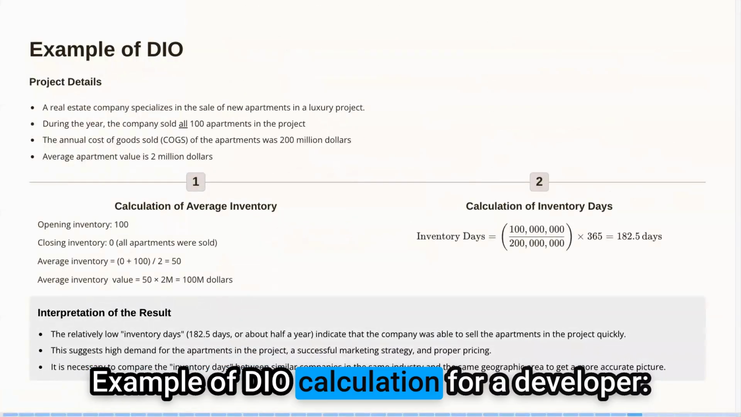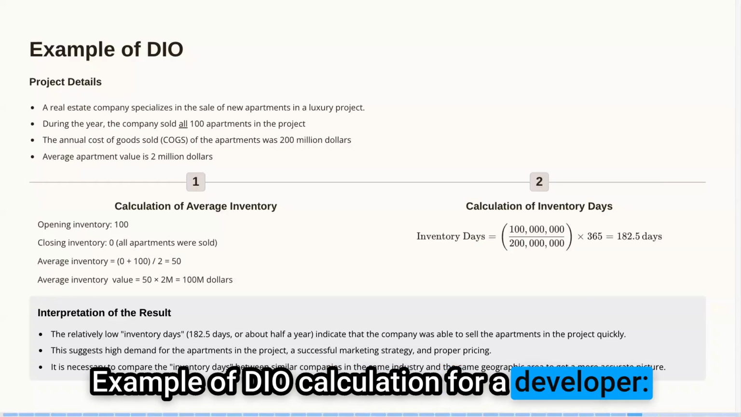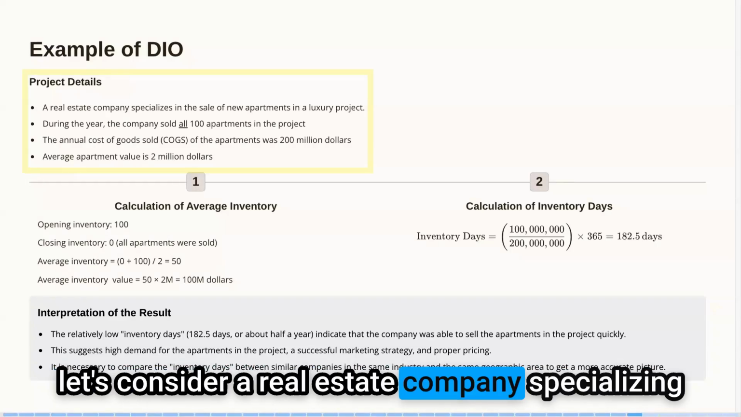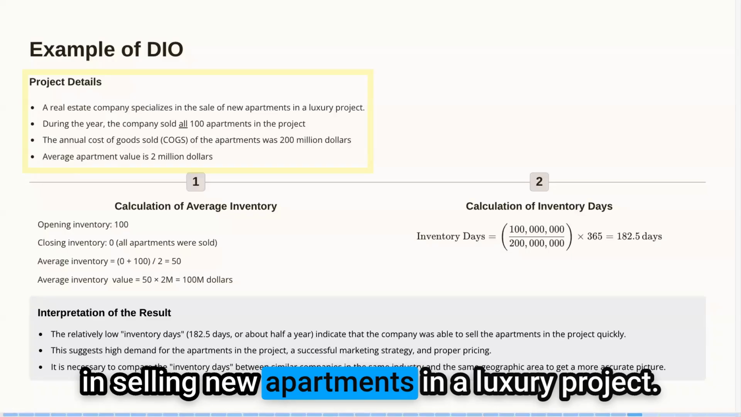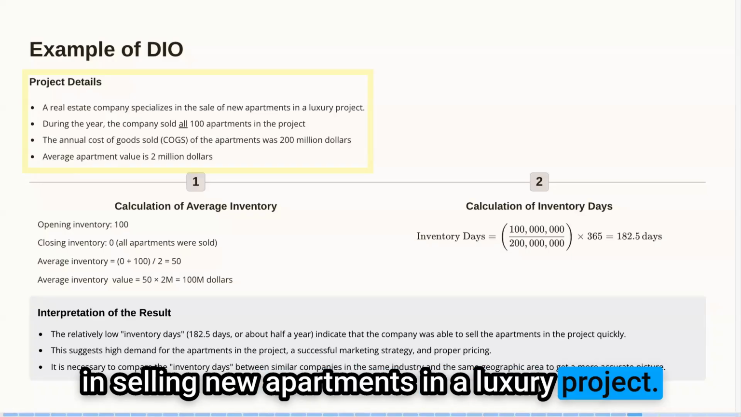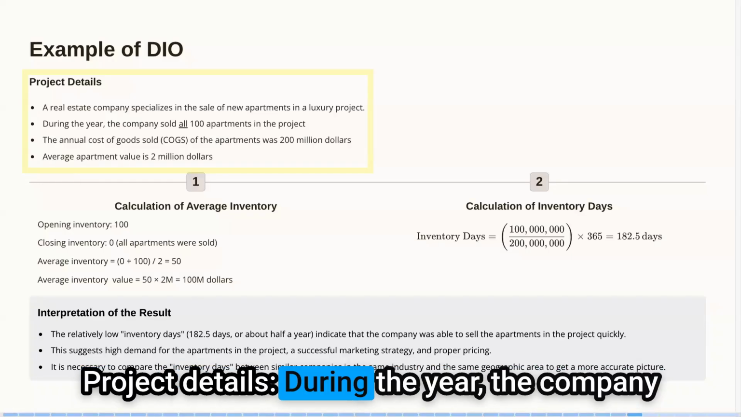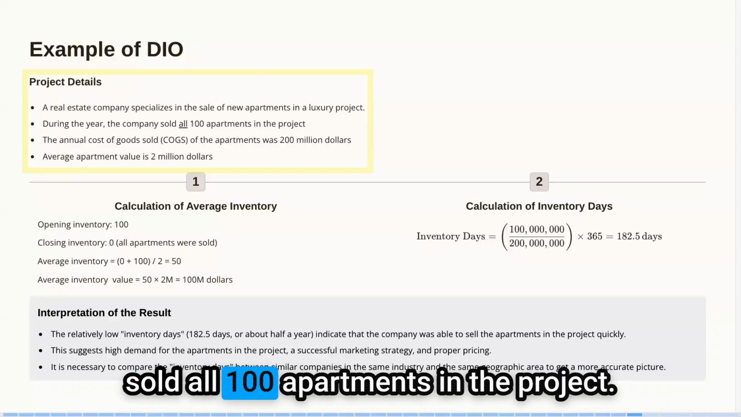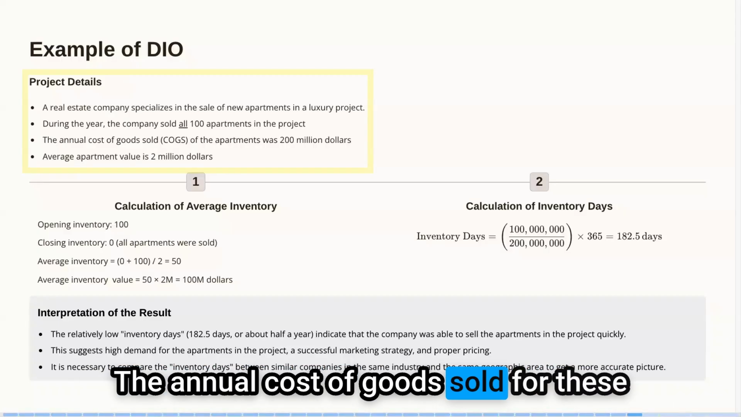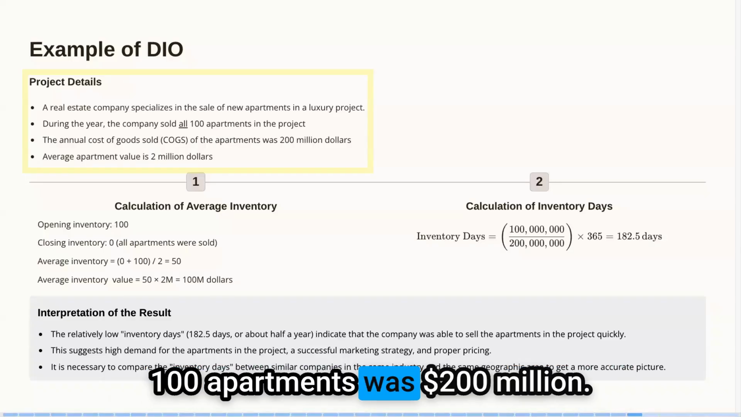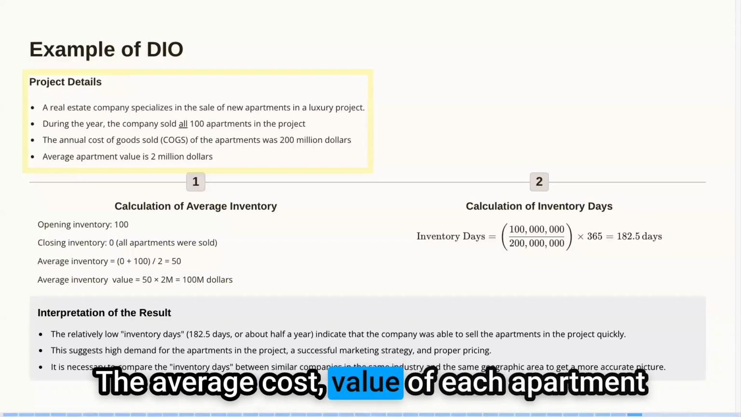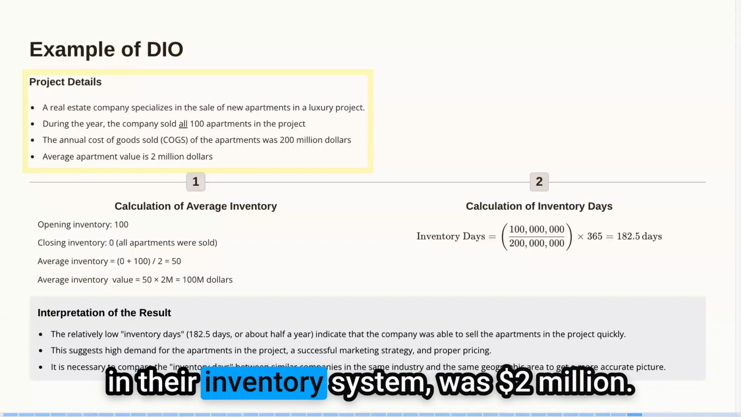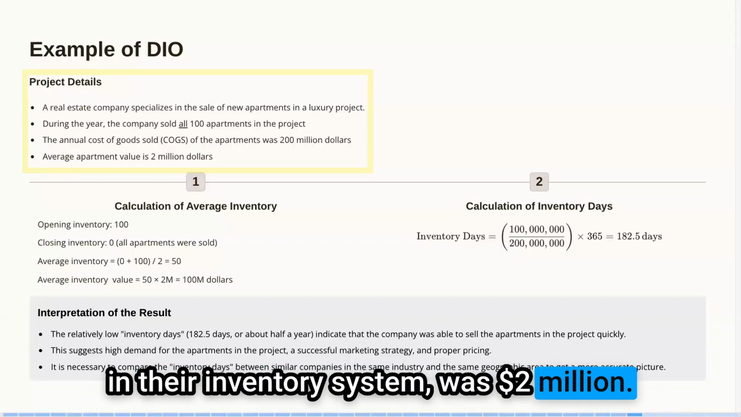Example of DIO calculation for a developer. Let's consider a real estate company specializing in selling new apartments in a luxury project. Project details: during the year, the company sold all 100 apartments in the project. The annual cost of goods sold for these 100 apartments was $200 million. The average cost value of each apartment in their inventory system was $2 million.